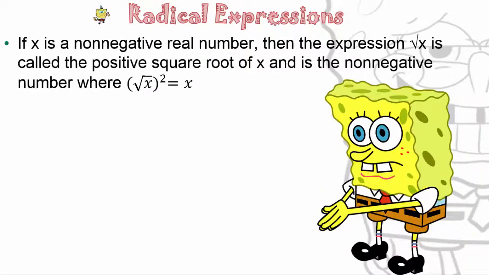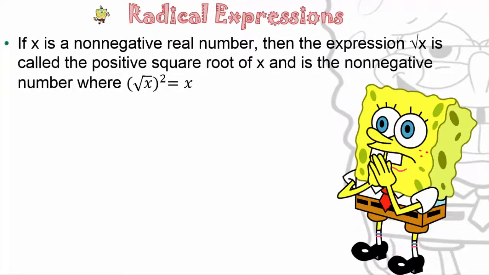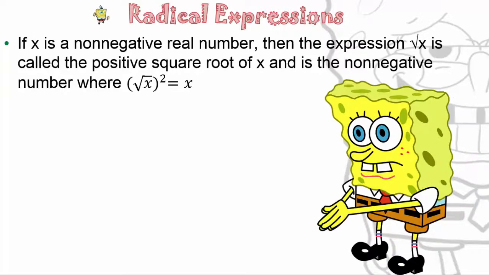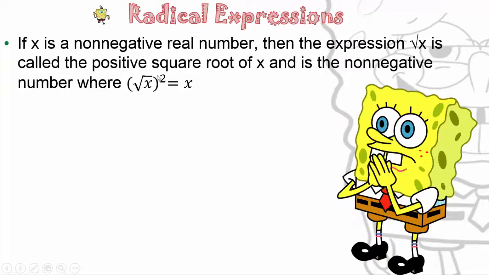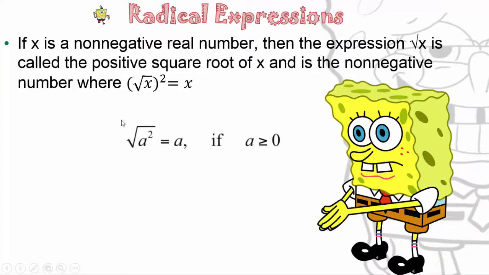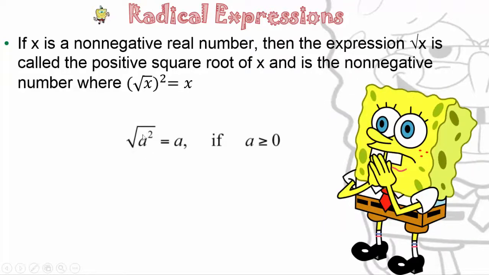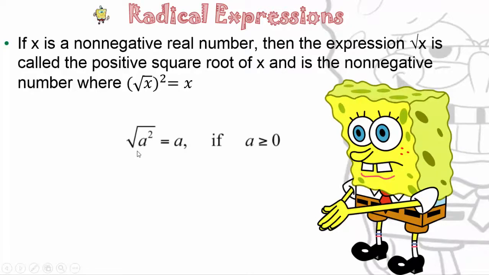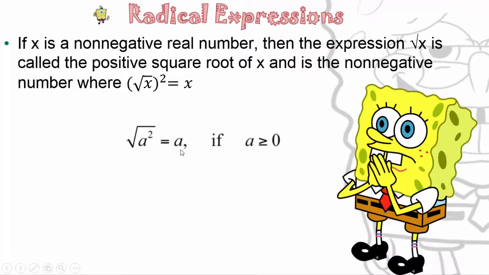If x is a non-negative real number, then the expression square root of x is called the positive square root of x and is the non-negative number where the square root of x, when it's squared, gives us back x. So, for example, the rule is the square root of a squared is equal to a if a is greater than or equal to 0.